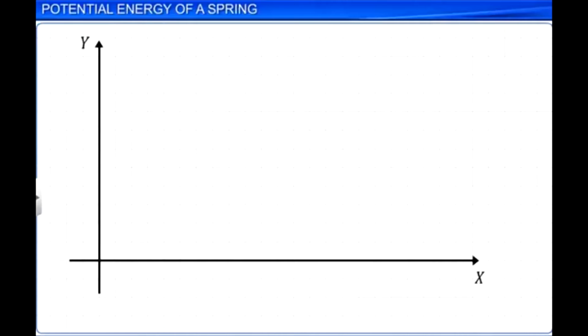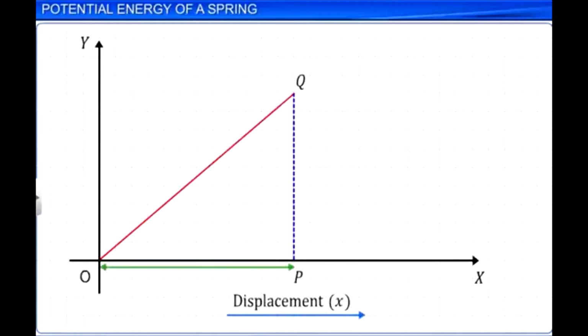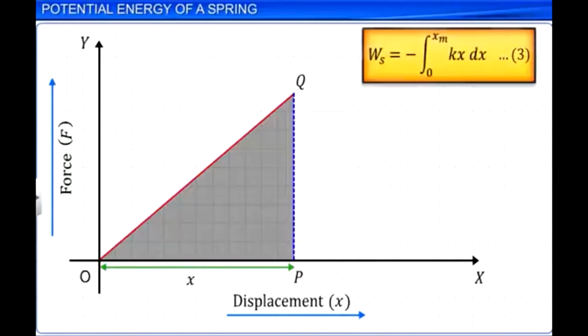Work done by the spring force can also be calculated by the area covered under the graph of displacement x during elongation or compression taken on the x-axis and the corresponding spring force F taken on the y-axis. The area of the shaded portion indicates the work done by the spring force.